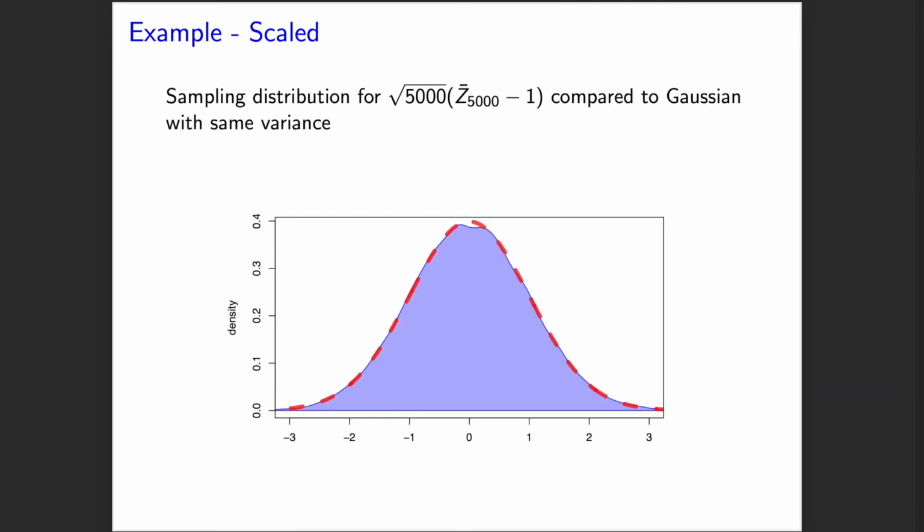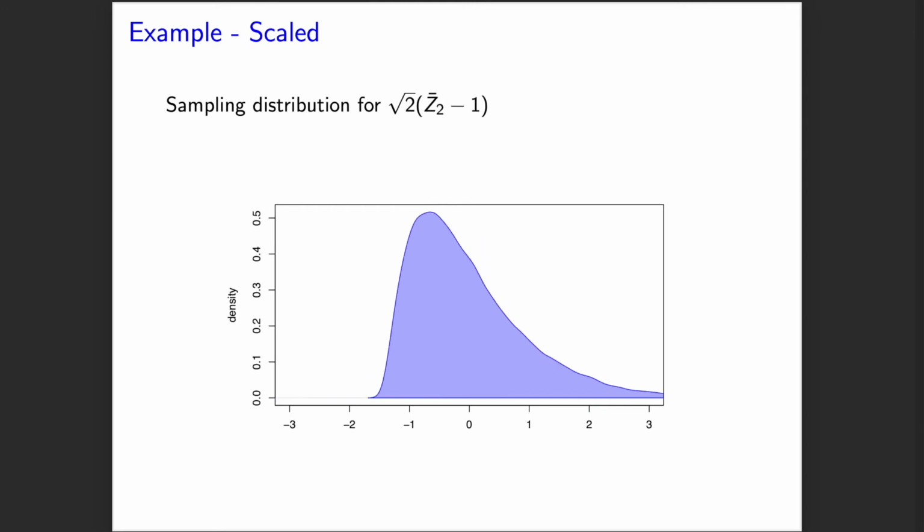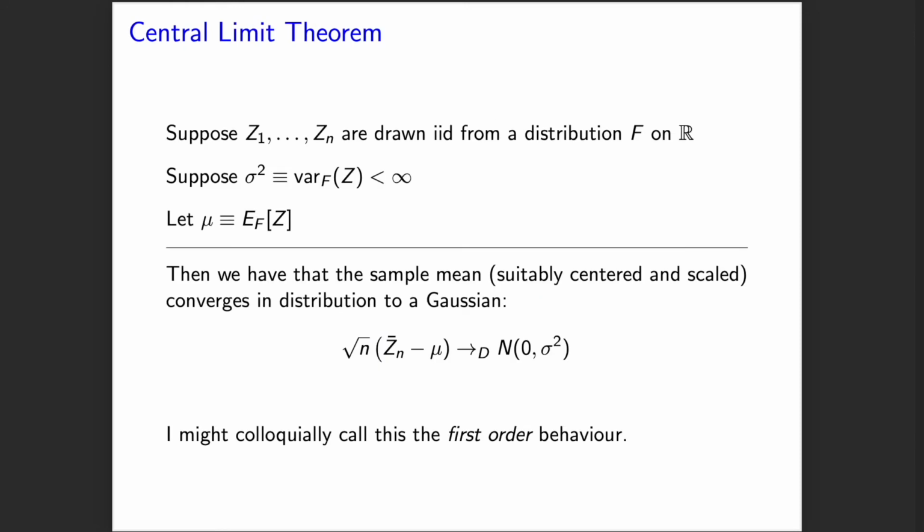Something interesting to note here: I have overlaid as a dotted red line a Gaussian distribution with the same variance as my scaled sample mean distribution. And we see that the two match almost perfectly, and in fact, in this case, both of them have variance equal to 1. Another way of thinking about this whole scaling exercise is that we are scaling these random variables such that the variance is always the same no matter how large n is. All right, so now I think we're ready to formally engage with the central limit theorem.